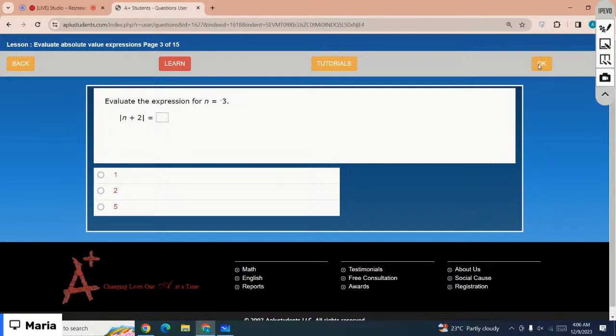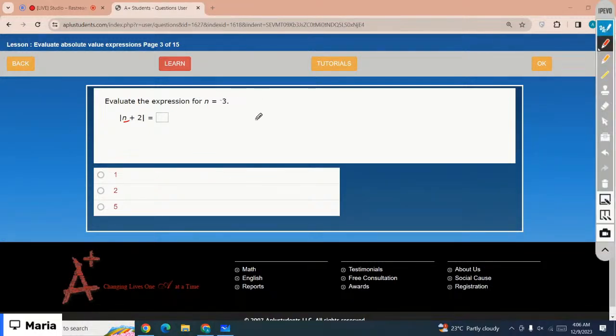Okay, evaluate the expression for n equals negative 3. So which is the correct option? Replace the n with the value, negative 3 plus 2. So negative 3 plus 2 is negative 1. And the absolute value of negative 1 is simply 1. Got it? So the correct option is 1.